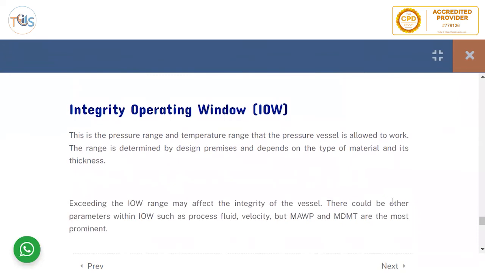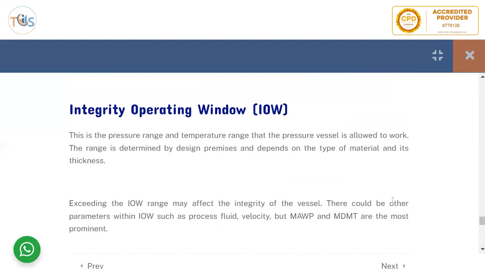The integrity operating window is the range within which the vessel can work. It's like when you buy a car and it says it can go up to so much speed. A vessel should operate within a certain range. It's designed for that range. The design input and output are based on that range. It's actually the design output.